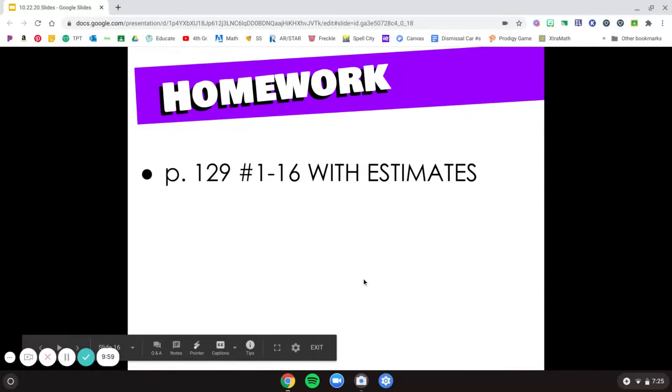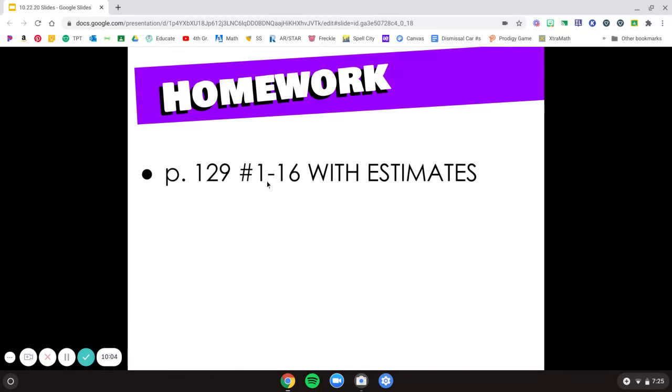All right. So what we got then is your homework, page 129, numbers 1 through 6, and I want you to do it with the estimates, just like we did everything we did today, where you find the real answer with the partial products, and then you find your estimates.